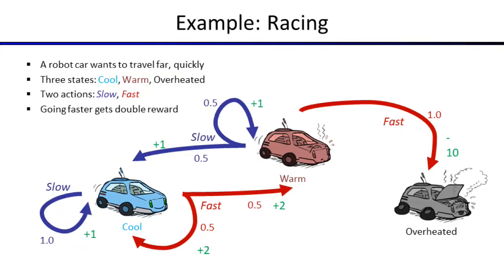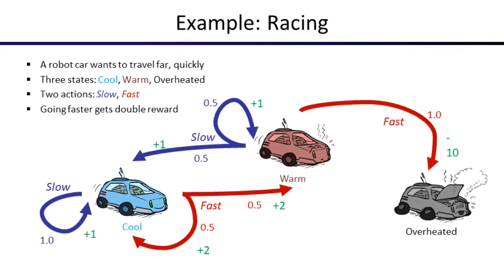Let's look at a totally different example, an AI simulation of a race car. How fast can you push the engine without blowing it out by using the formula on the previous slide? You have 2 different actions: slow, which is worth 1 point, and fast, which is worth 2 points. 3 different states: engine cool, warm, and overheated.